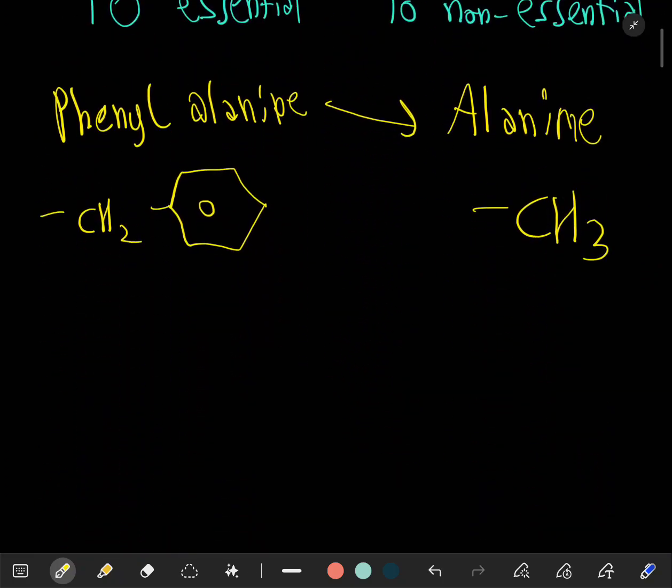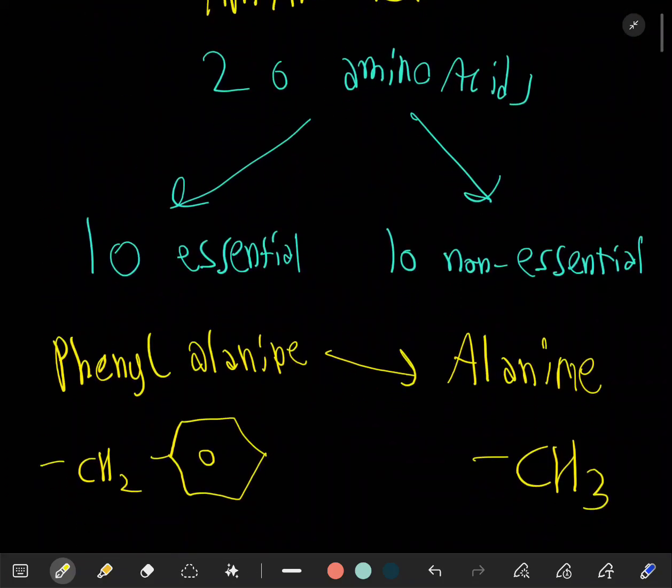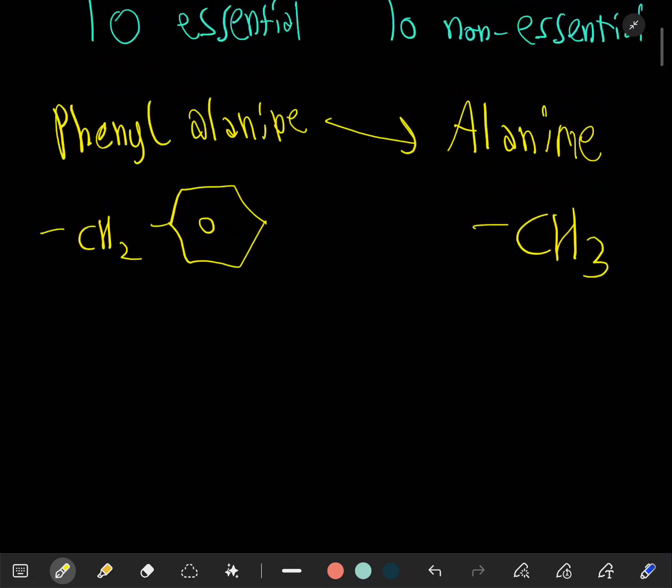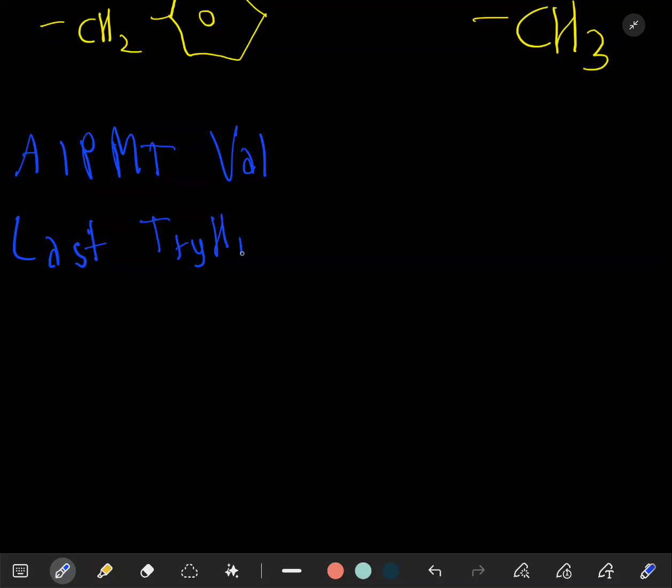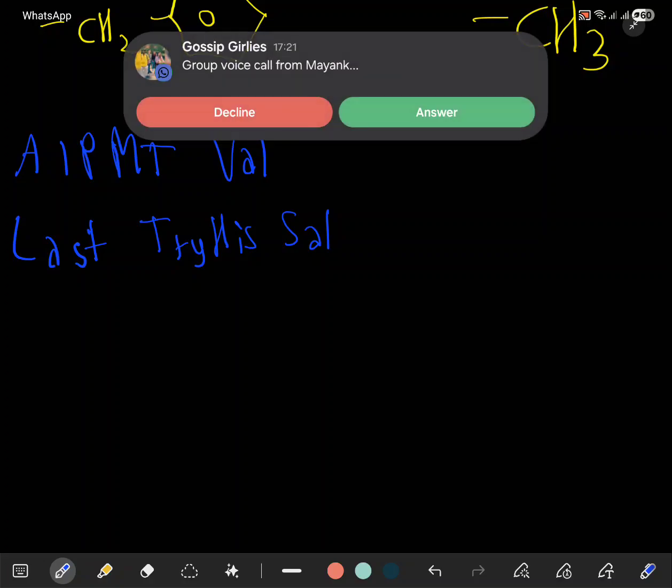So let's start. This is how I would recommend you guys learn the 10 essential and the 10 non-essential. For the 10 essential, here's the mnemonic: AIPMT. Wait, let me change its color. AIPMT वालों का लास्ट ट्राई है इस साल. I'll explain why I made these abbreviations. So this is for the essential.